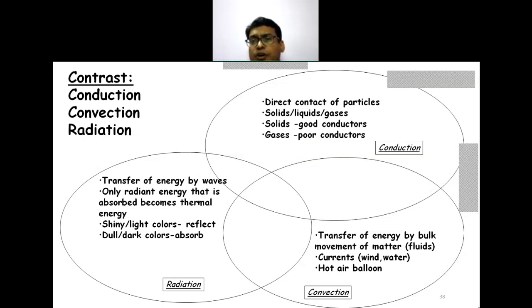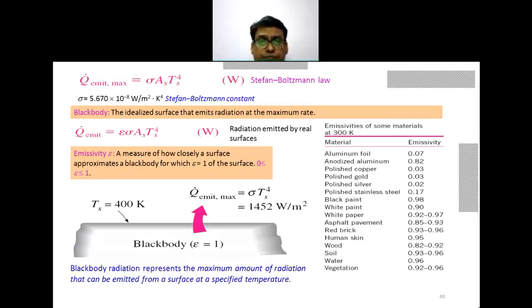So in case of conduction, it is the direct contact of the particles, that is your solid, liquid and gases, and solids are good conductors, gases are poor conductors. In case of convection, it is the transfer of energy by the bulk movement of the matter, that is your fluid. Currents, wind or water currents, hot air balloons for example. Then in case of radiation, the transfer of energy by the waves, electromagnetic waves. Only radiant energy that is absorbed becomes thermal energy. Shiny or light colors reflect, dull and dark colors get absorbed.